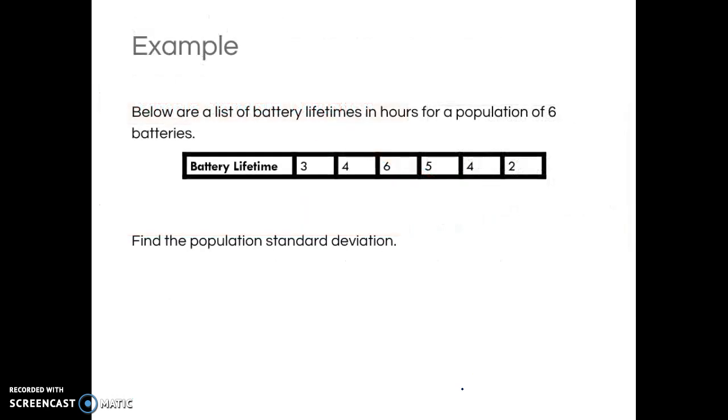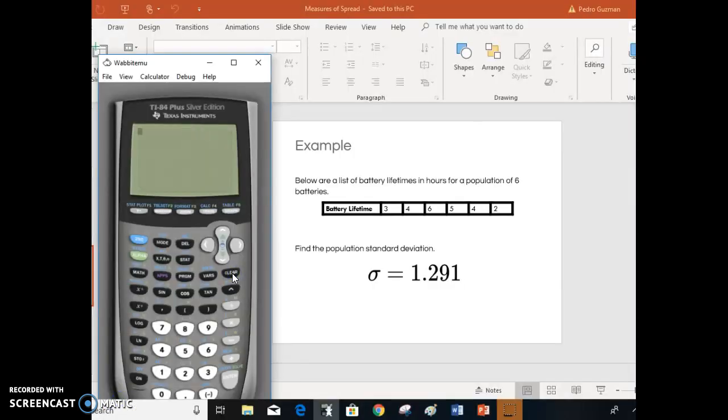So here's an example. We have battery lifetimes in hours for a population of 6 batteries. So we have the batteries 3, 4, 6, 5, 4, and 2. Okay, so I've closed out of the presentation mode so I could pull up the calculator. So let's walk through this with the calculator. Let's find the population standard deviation.